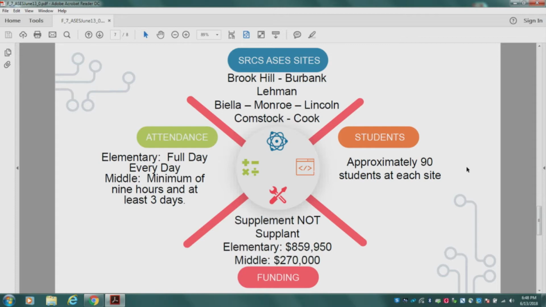We have approximately 90 students at each site served by this program. There are waiting lists at our elementary sites. And of course, since this is a grant from the government, it's always supplement, not supplant. We can't use these funds for anything else except the after-school program. The elementary does have to operate a full day every day, and as I said before, middle school has a little bit more leeway.